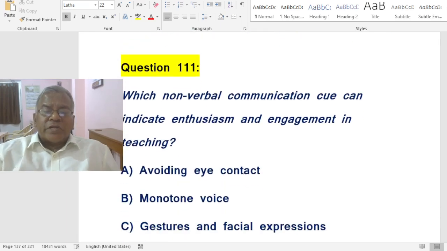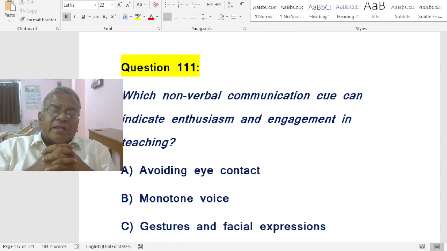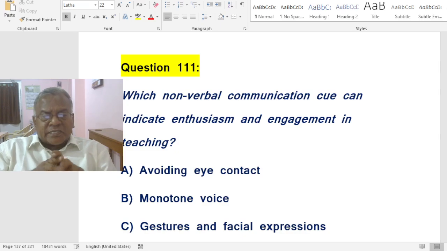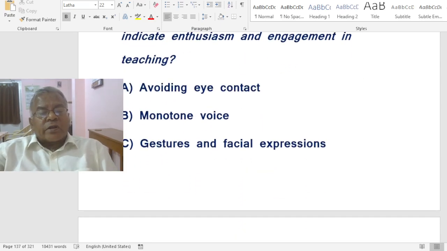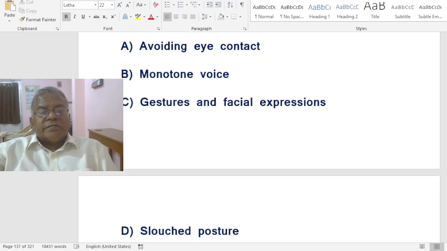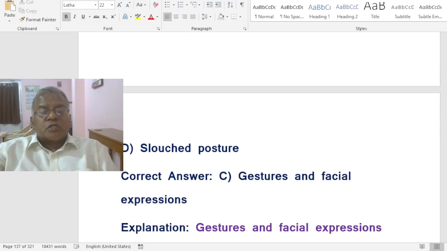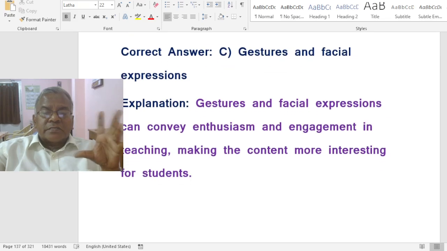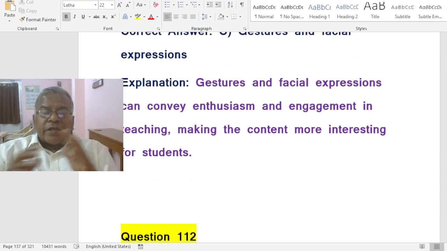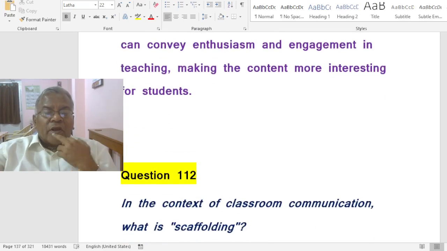Which non-verbal communication cue, that is signal, can indicate enthusiasm and engagement in teaching? A. Avoiding eye contact. B. Monotone voice. C. Gestures and facial expressions. D. Slouched posture. Gestures and facial expressions can convey enthusiasm and engagement in teaching, making the content more interesting for students. I hope you understood this.